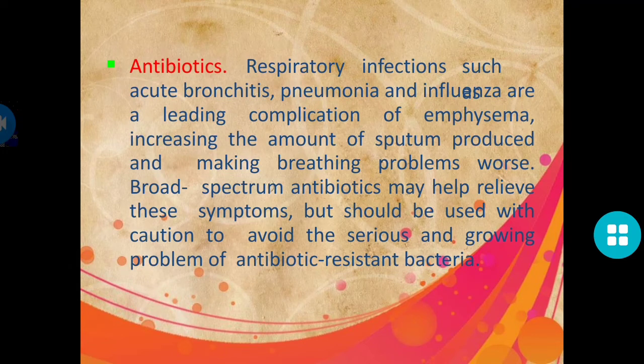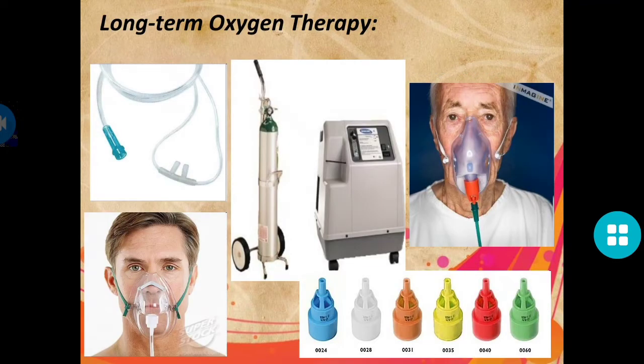Antibiotics. Respiratory infections such as acute bronchitis, pneumonia, and influenza are leading complications of emphysema, increasing the amount of sputum produced and making breathing problems worse. Broad-spectrum antibiotics may help relieve the symptoms but should be used with caution to avoid the serious and growing problem of antibiotic-resistant bacteria. Long-term oxygen therapy.